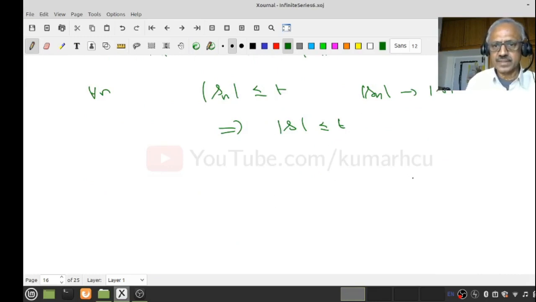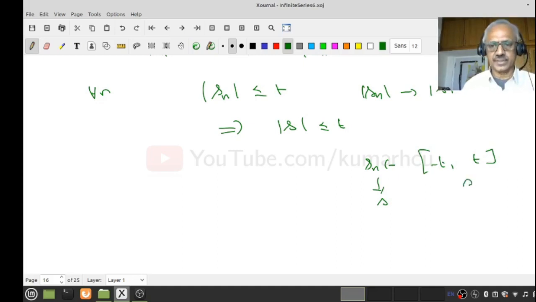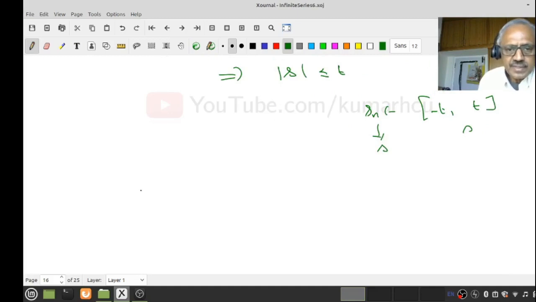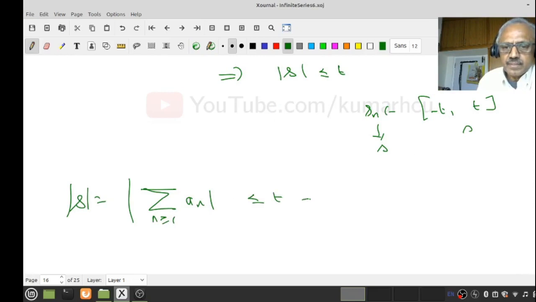Yeah. This says Sn lies in the interval [-T, +T]. This is a closed and bounded interval. Therefore, Sn converges to S, so S will also lie in this interval. Therefore, |S| will be less than or equal to T. Right? But what is |S|? |S| by definition is the modulus of the sum of An. That is less than or equal to T, but T is the same as the sum of |An|.